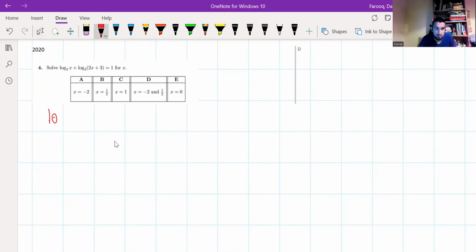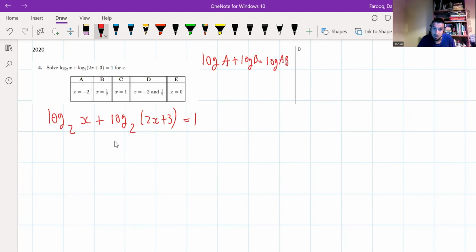So let's solve it. So log 2x plus log 2x plus 3 equals 1. Now, we need to remember a law here because we have the same base and we're adding. So the law is log A, if it's the same base, plus log B will equal log AB. You just times them together, okay? So that is the law to learn. So in this case, it will just be log 2x times 2x plus 3. Now that is going to equal 1.